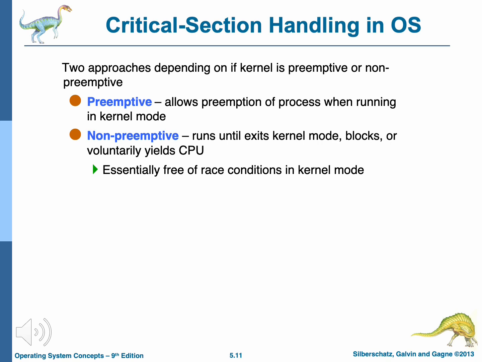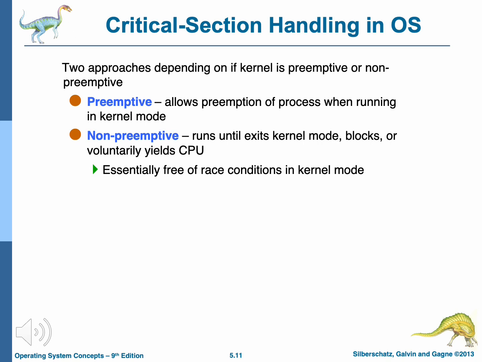Preemptive kernels are especially difficult to design for SMP architectures, since in these environments it is possible for two kernel mode processes to run simultaneously on different processors. Why then would anyone favor a preemptive kernel over a non-preemptive one? A preemptive kernel may be more responsive since there is less risk that a kernel mode process will run for an arbitrarily long period before relinquishing the processor to waiting processes.